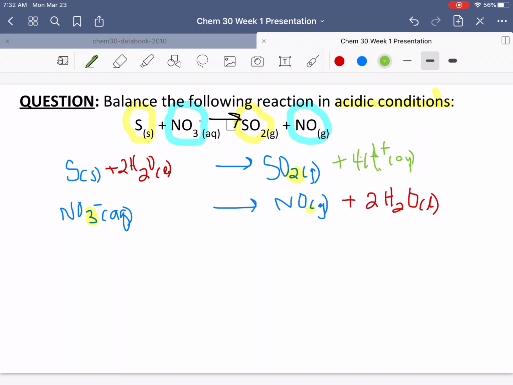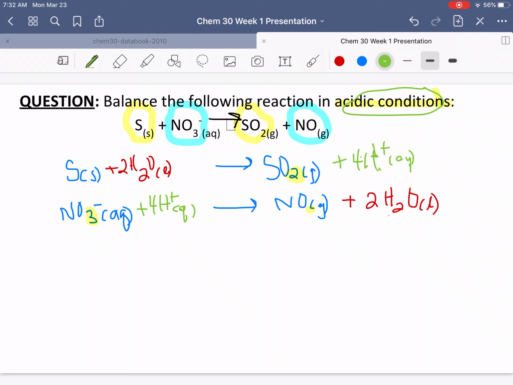I'm allowed to do that because we have acidic conditions where H plus is present. Okay, second half reaction, same thing. There are 4 hydrogens present in the water produced, so I have to add 4 hydrogens reacting on this side. All right, step 4 is now complete.